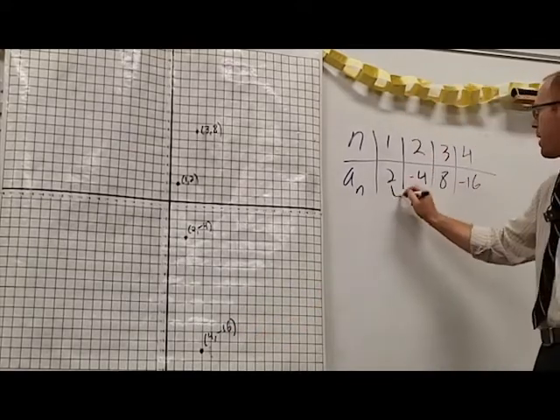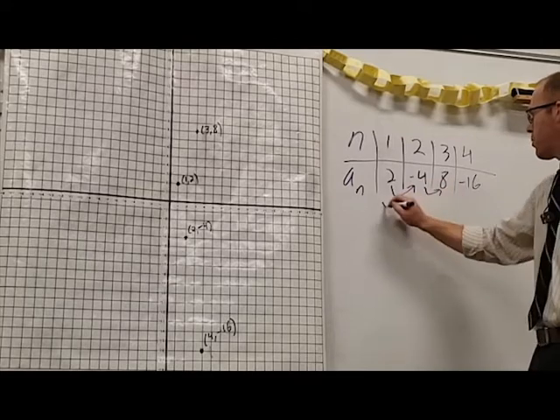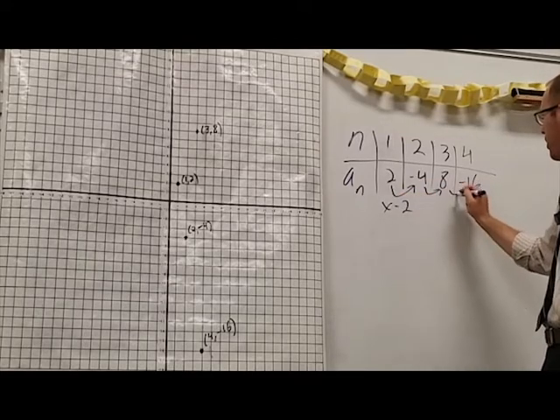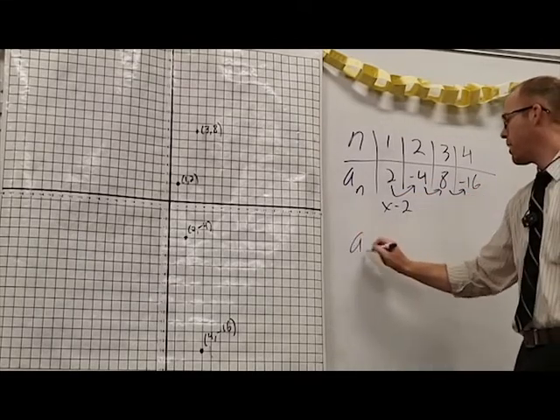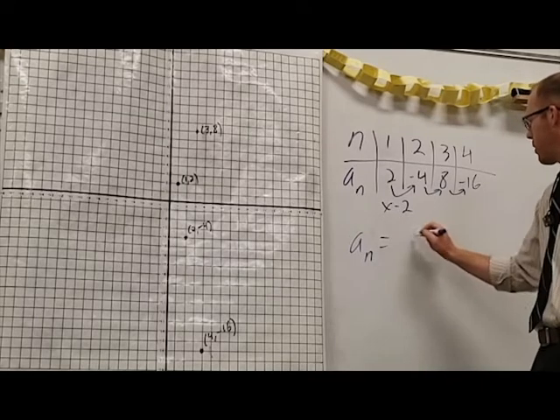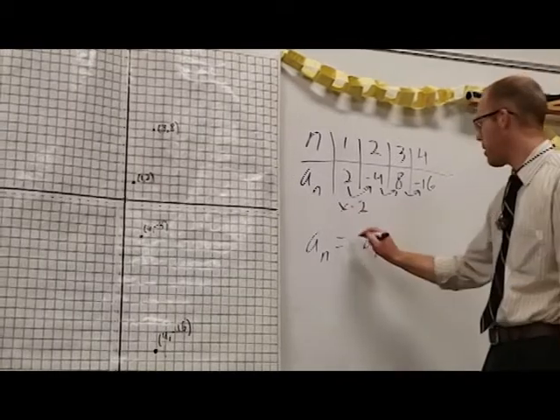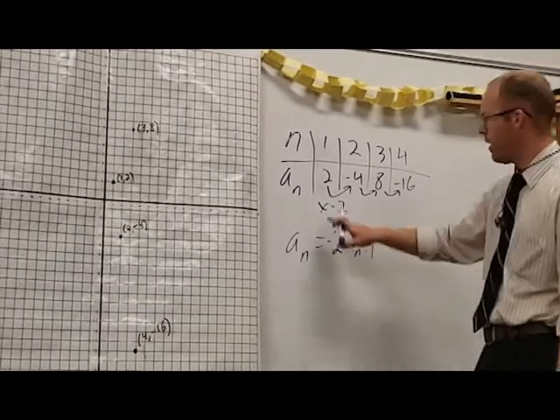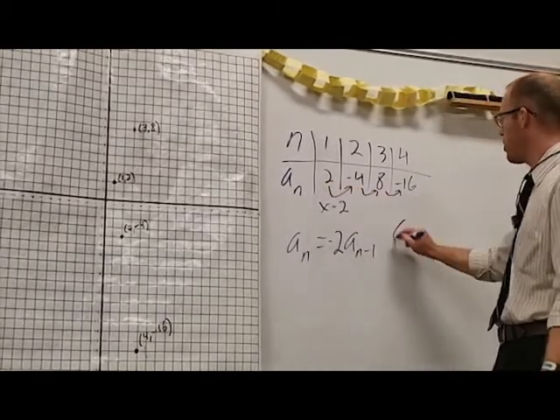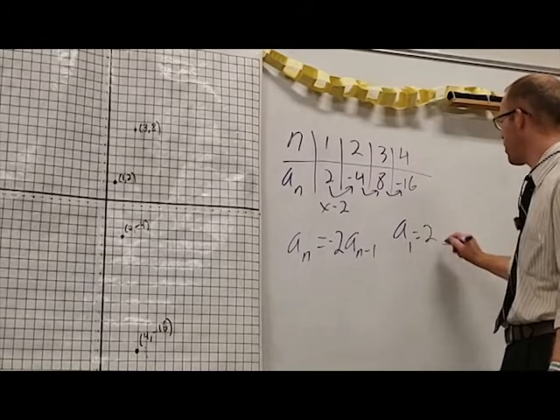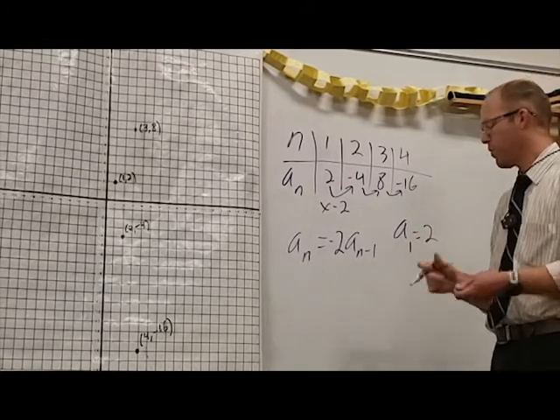And we can see that the pattern from one step to the next is that we're multiplying by negative 2. So a sub n, to get to our next step, is equal to a sub n minus 1, the previous step, and we're going to multiply that by negative 2. Again, we need our first value, which is 2, so a sub 1 equals 2, and we're finished up with the recursive rule on that one.